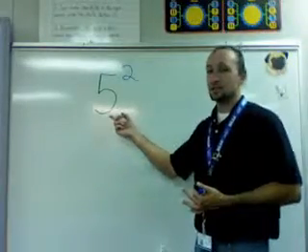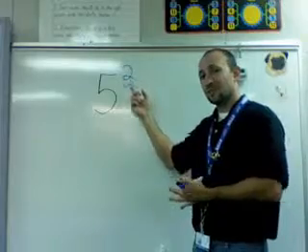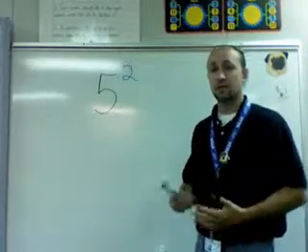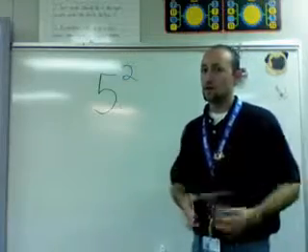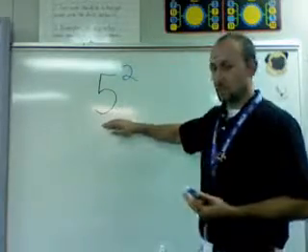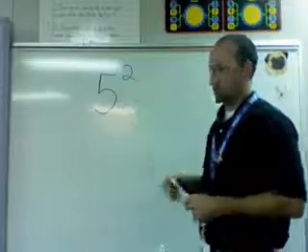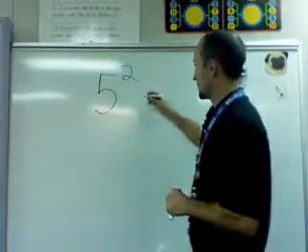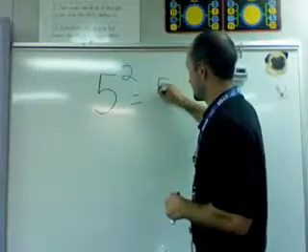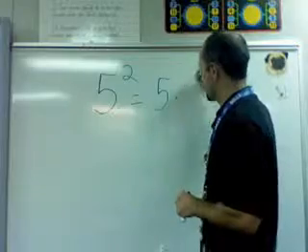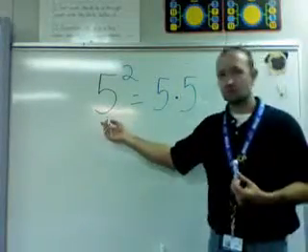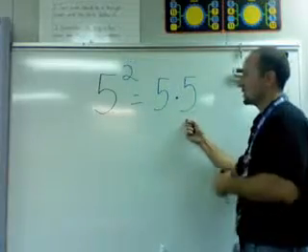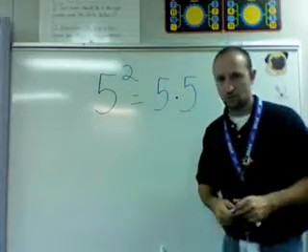it's the base times itself, and the exponent tells us how many times to multiply the base by itself. I know that sounds kind of confusing, but it's not. Let's have a look. We know the base is 5 and the exponent is 2, so it becomes 5 times 5. Why 5? Because 5 is the base. Why are there two 5s? Because the exponent was 2.